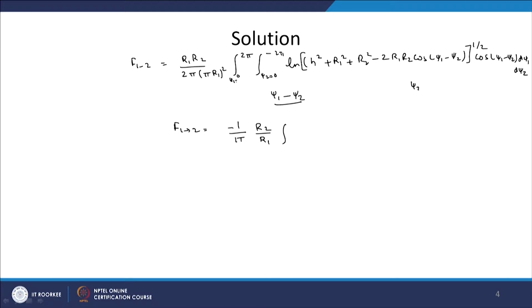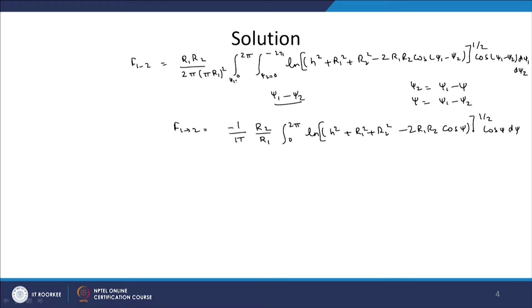So, we write psi 2 is equal to psi 1 minus psi, or we write psi is equal to psi 1 minus psi 2, just a change of variables we have done. So, we just reduce this integration from double integral to single integral like this, h square plus r1 square plus r2 square minus 2 r1 r2 cos psi, and this will be the half cos psi d psi. By changing this substitution, we have just reduced the order of integration by 1, and this will be solved using integration by parts.